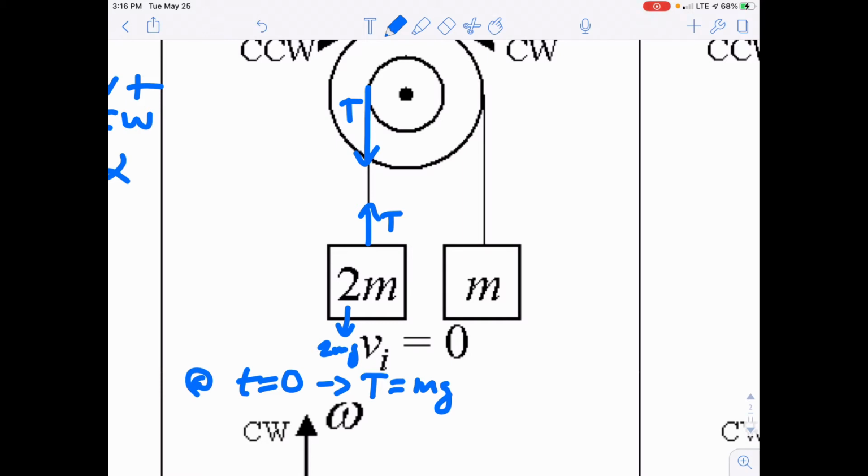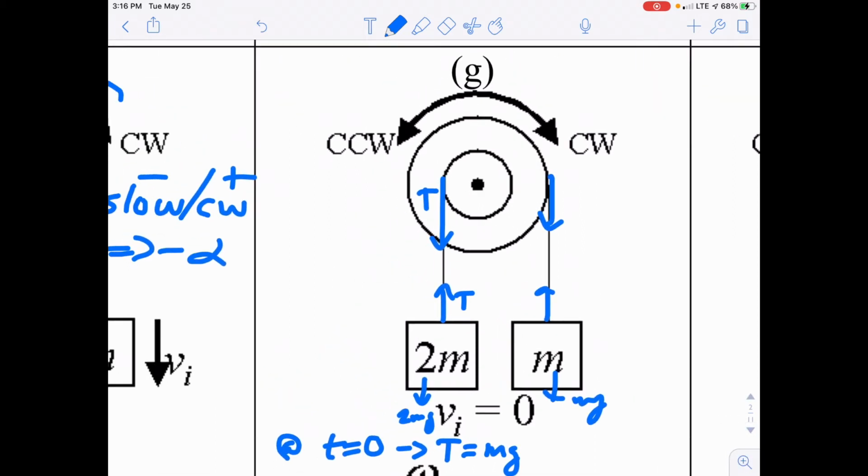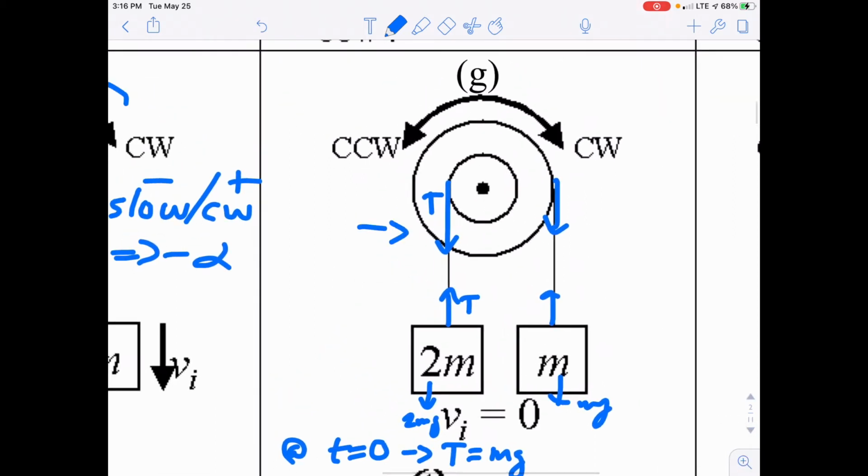Okay, so then same idea. This just would be mg. So the torque that results on this one, remember, the counterclockwise torque is going to be force times distance. The force would be tension. The distance would be radius. So tension times radius. The counterclockwise torque would be tension, which is 2 mg. Remember, in this situation at time equals 0, they're equal. Times r, the radius. So 2 mgr would be the counterclockwise torque.